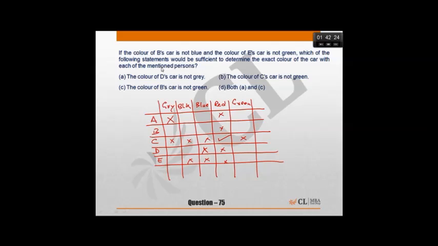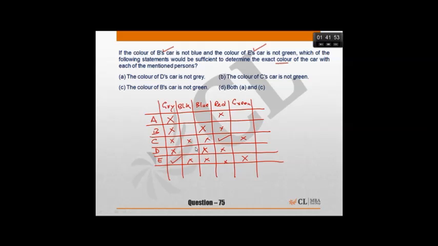Now the question says if the color of B's car is not blue and the color of E's car is not green. B is not blue. And E is not green. Very good. Which of the following statements would be sufficient to determine the exact color of the car of each of the mentioned persons? So if E is not green, that means E has to be grey. Okay, so this also goes out.